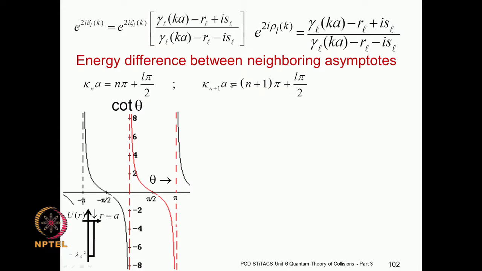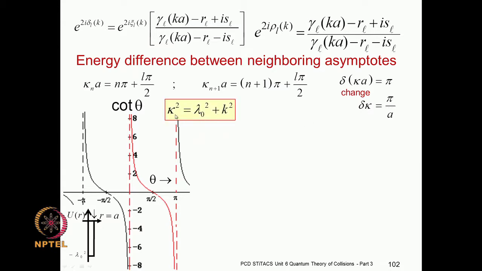This is how kappa would change as you go from one asymptote to the next asymptote. So what is the net change in kappa a? The net change in kappa a, this delta, is not the phase shift; it only represents the change. So the change in kappa a is pi, right? Or the change in kappa itself is pi over a, okay?